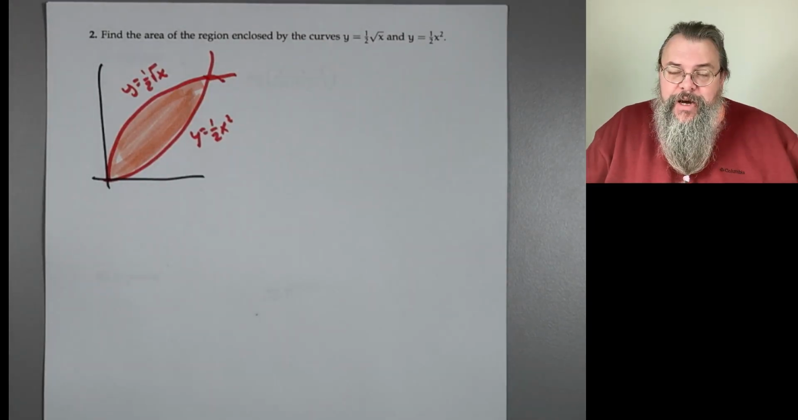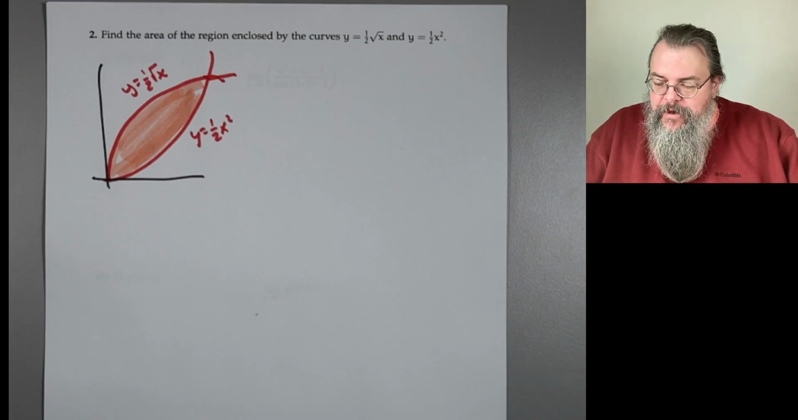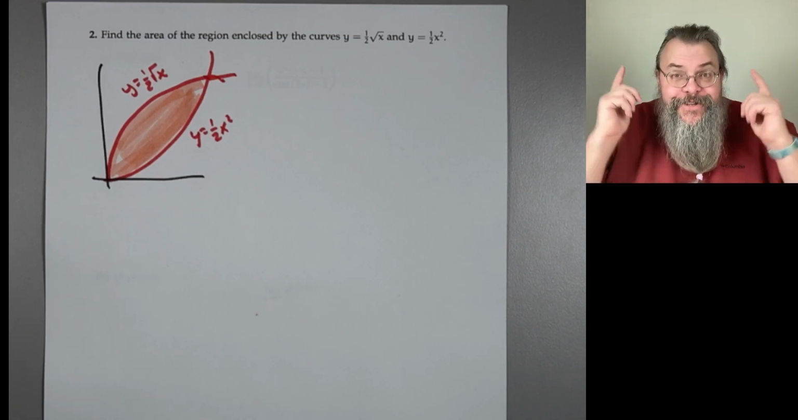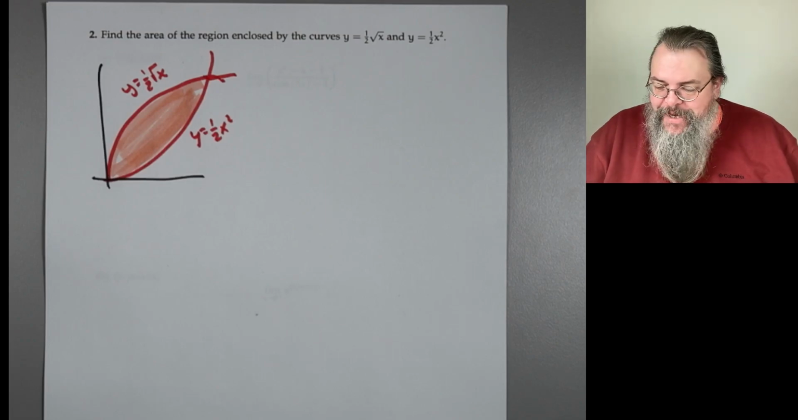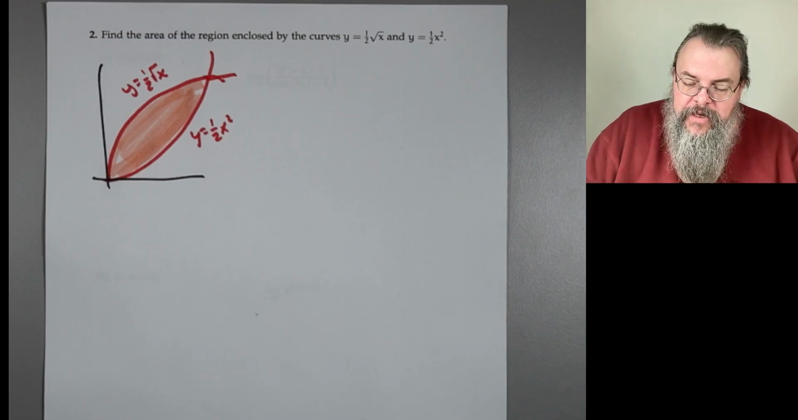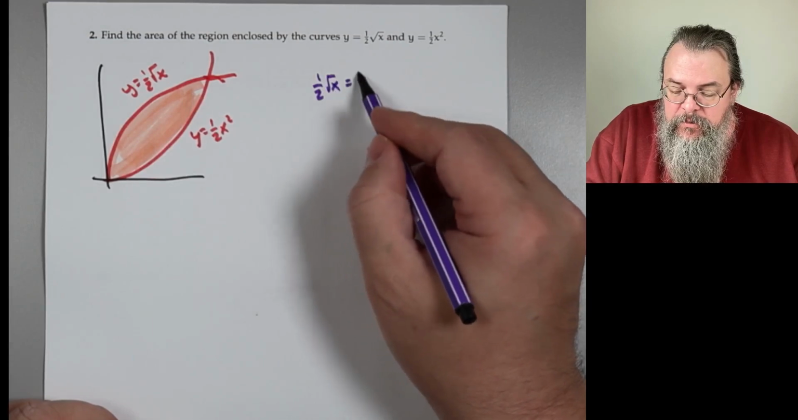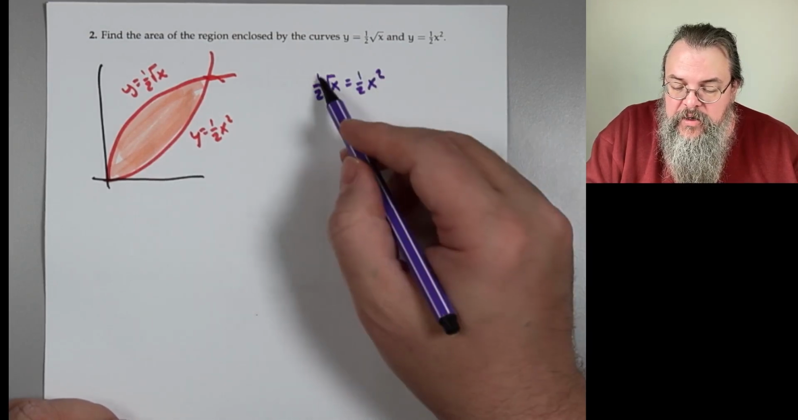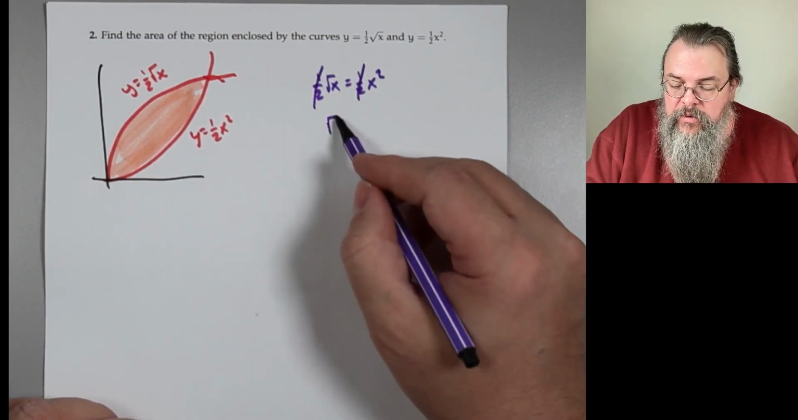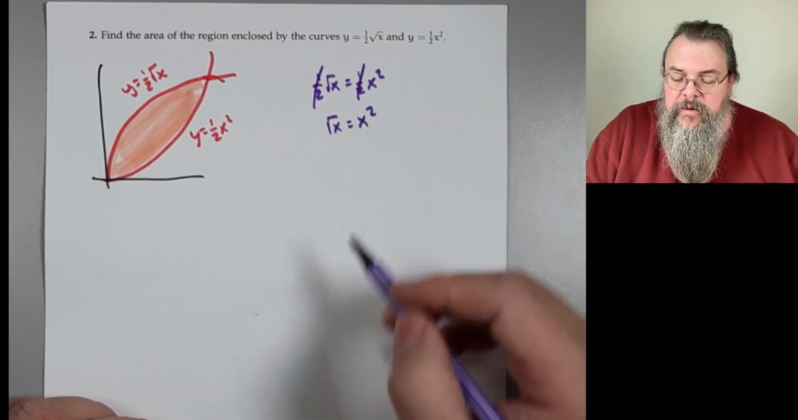That's part of the problem. And you might say, is that a problem? That sounds like fun. Good attitude. We should be having fun. So how do we figure that out? Well, when does 1/2 square root of x equal 1/2 x squared? The 1/2s cancel. When does square root of x equal x squared?